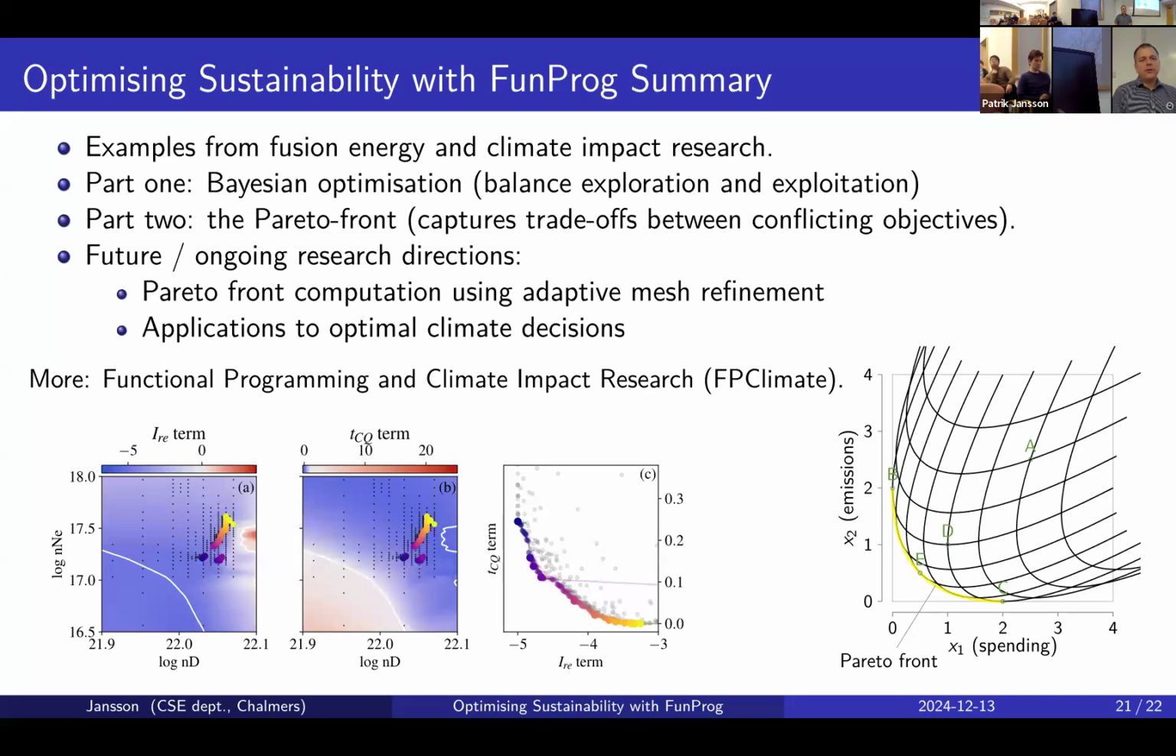Okay, and that's a summary then. We did some examples on fusion energy, climate impact research. Part 1 talked about Bayesian optimization and the cost function, and then this Pareto-front computation. And I mentioned this FP climate course, and that we're still trying to write a paper about the Pareto-front computation, and we will want to do applications on optimal climate decisions.